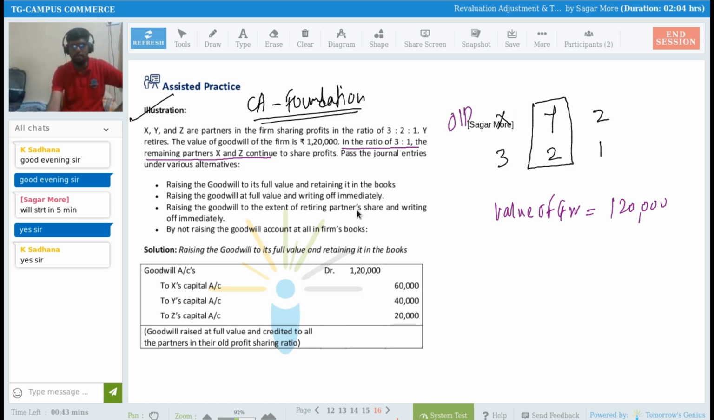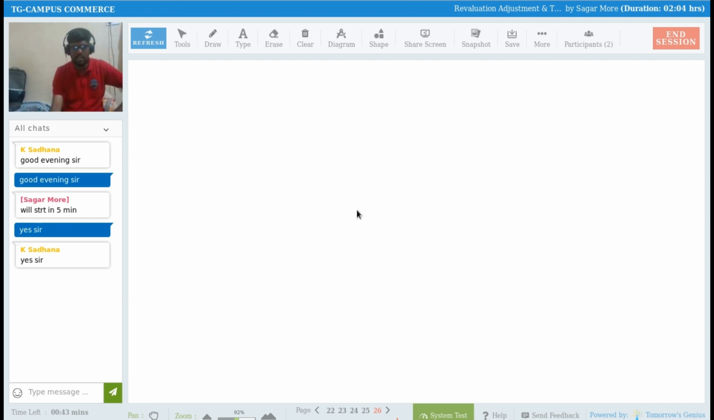So this was the older profit sharing ratio. Now they are asking, what is the new profit sharing ratio? Sir, who will continue? So X and Z are going to continue this business between themselves in the profit sharing ratio of 3:1. Okay, sir. Pass journal entries under the various alternatives. So I will pass the journal entry, but first of all, I am interested in calculating who is the gaining partner and who is the sacrificing partner. That one thing I will do first, right? So for that, see, I am writing down here.